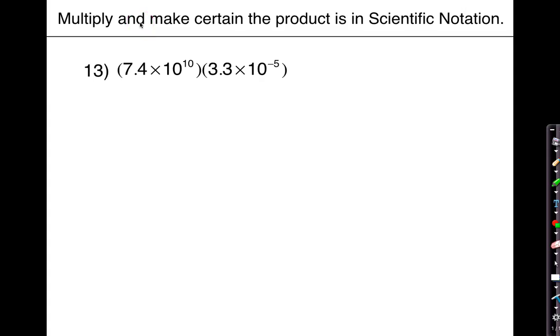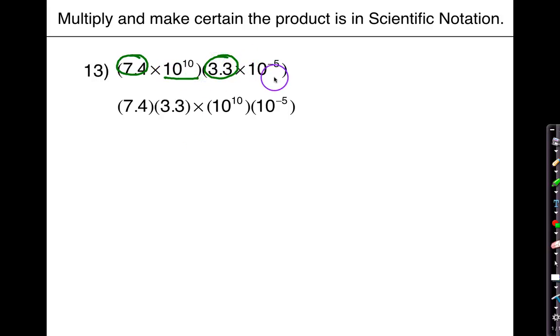Let's get a little more practice. So again, we're going to be asked to multiply these scientific notation problems. First, what we're going to do is combine the coefficients together. So you're going to multiply 7.4 by 3.3, and then you're going to combine the 10 to the 10th power times 10 to the negative 5th. Multiplying these coefficients together, you're going to get 24.42 times 10 to the, well here since it's being multiplied, using the property of exponents, I'm just going to add these exponents together, leaving me with 24.42 times 10 to the positive 5th power.